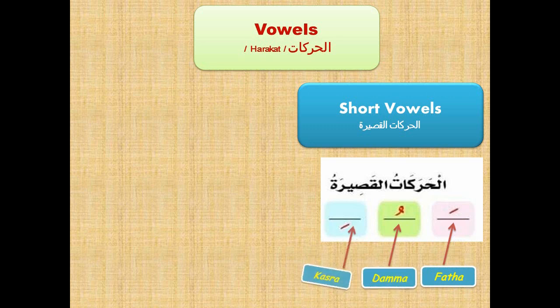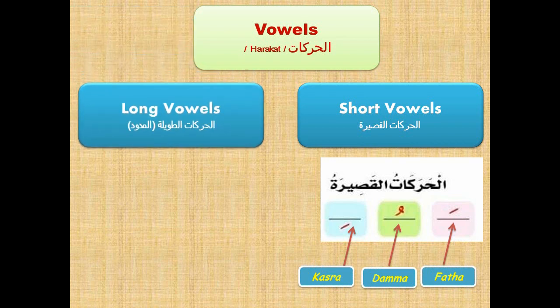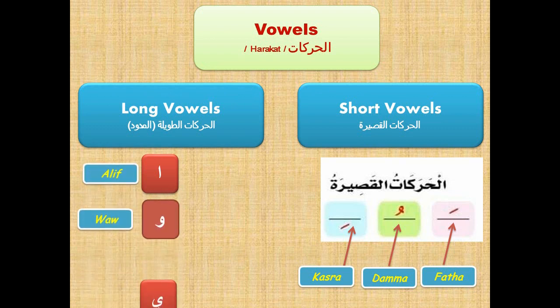For the second category, long vowels, حركات طويلة, we call them also in Arabic المدود, long vowels. We have three long vowels. We have Alif, Waw, and Ya. We are going to discuss each category alone. So, short vowels, let's practice.